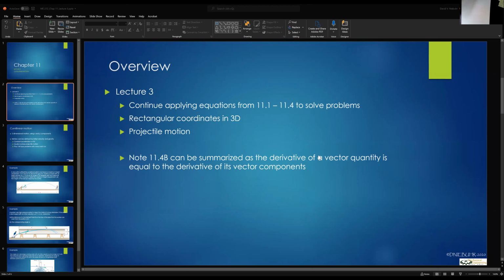Today we're going to continue our equations from 11.1 to 11.4, specifically with projectile motion. We're talking about rectangular coordinates in 3D. I want to note, if you are reading the book, 11.4b is a little bit of gibberish when you read it. All it's really saying is that the derivative of a vector quantity is equal to the derivative of its components. I think it could have been said a little simpler, but that's it. There's nothing earth-shattering in that.